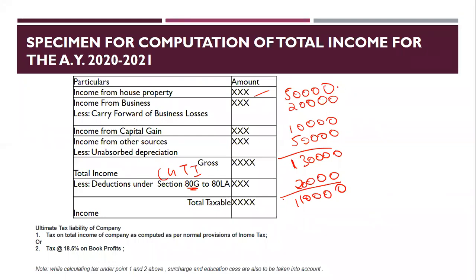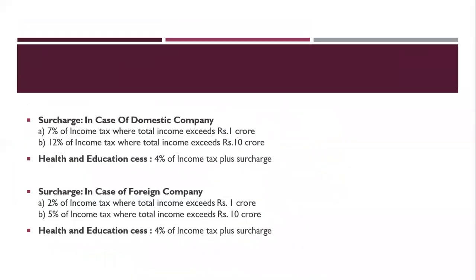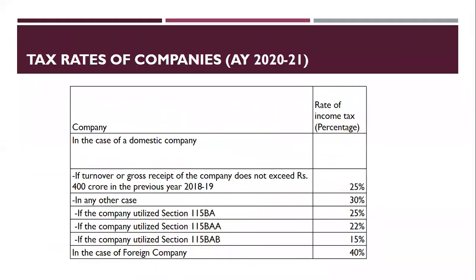Once after this computation, we have to see whether my company is a domestic or a foreign company. And next, we have to see whether I am liable to pay tax of 25% or 30% or 22, 15 or 40. So 40 is eligible for which company? It is for the foreign company.